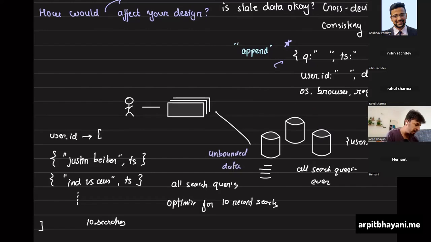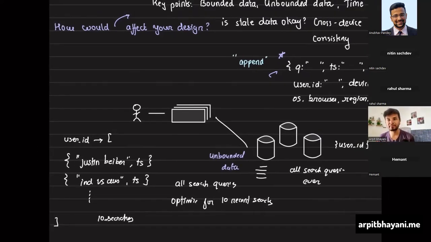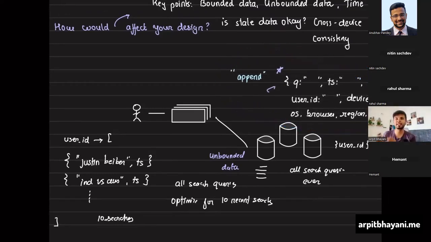Okay. Now here you can very clearly see where you can store data like this. For every query, you are storing the data in a very detailed fashion: this was the search query made at this time by this user from this device with this OS with this browser in this region. You would have each document containing very detailed information over here. And you can also clearly see that the data is unbounded.